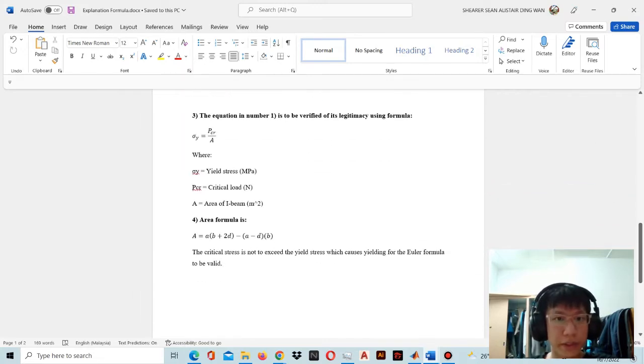And then the equation in number 1 is to be verified of its legitimacy using the formula sigma y equal to PCR over A, where sigma y is yield stress, PCR is critical load, A is area of I-beam. And then the area of I-beam can be calculated with A times B plus 2D minus A minus D times B. An important note to be addressed is the critical stress is not to exceed the yield stress, which causes yielding, for the Euler formula to be valid.